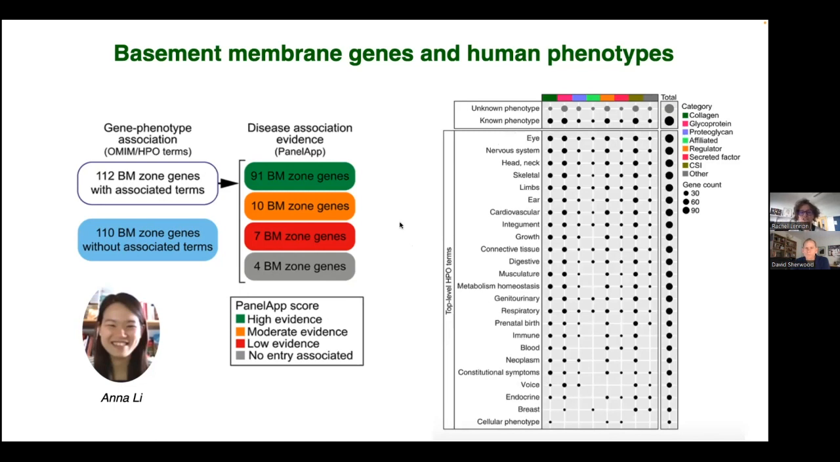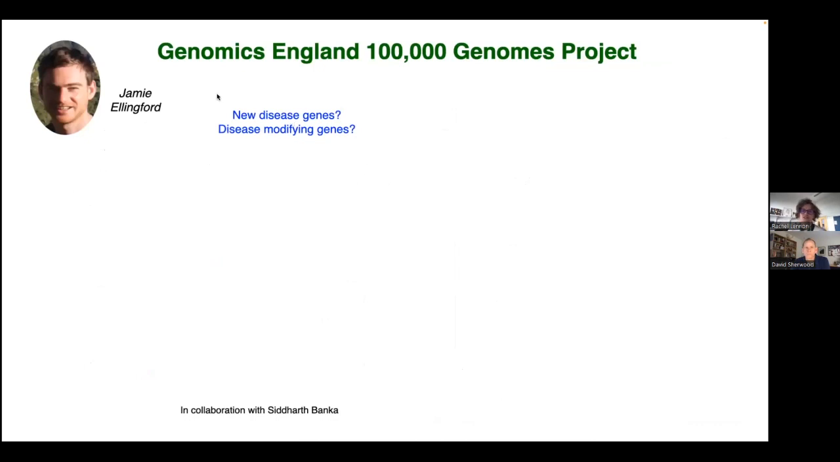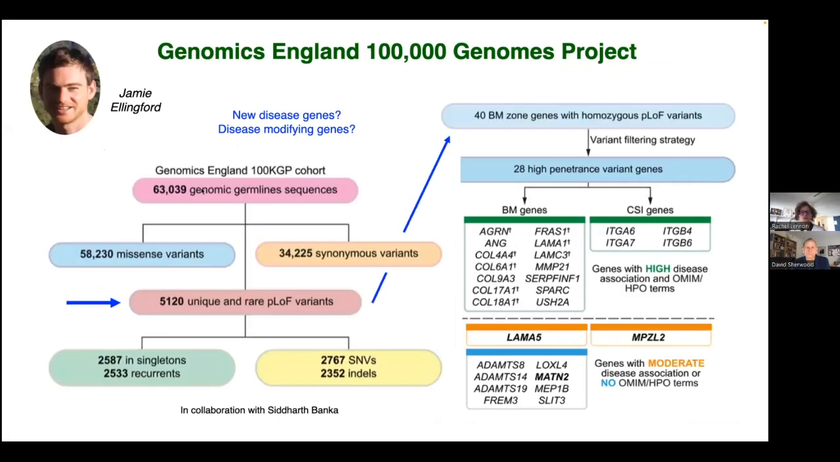But the next thing that we wanted to do was look for new disease genes or disease modifying genes. And for that, we used data from the 100,000 Genomes Project and teamed up with Jamie Ellingford, who screened through over 63,000 whole genome sequences and identified over 5,000 unique and rare predicted loss of function variants. So we needed to focus somewhere, and we focused in on 40 genes where both alleles were affected. So either homozygous or compound heterozygous variants.